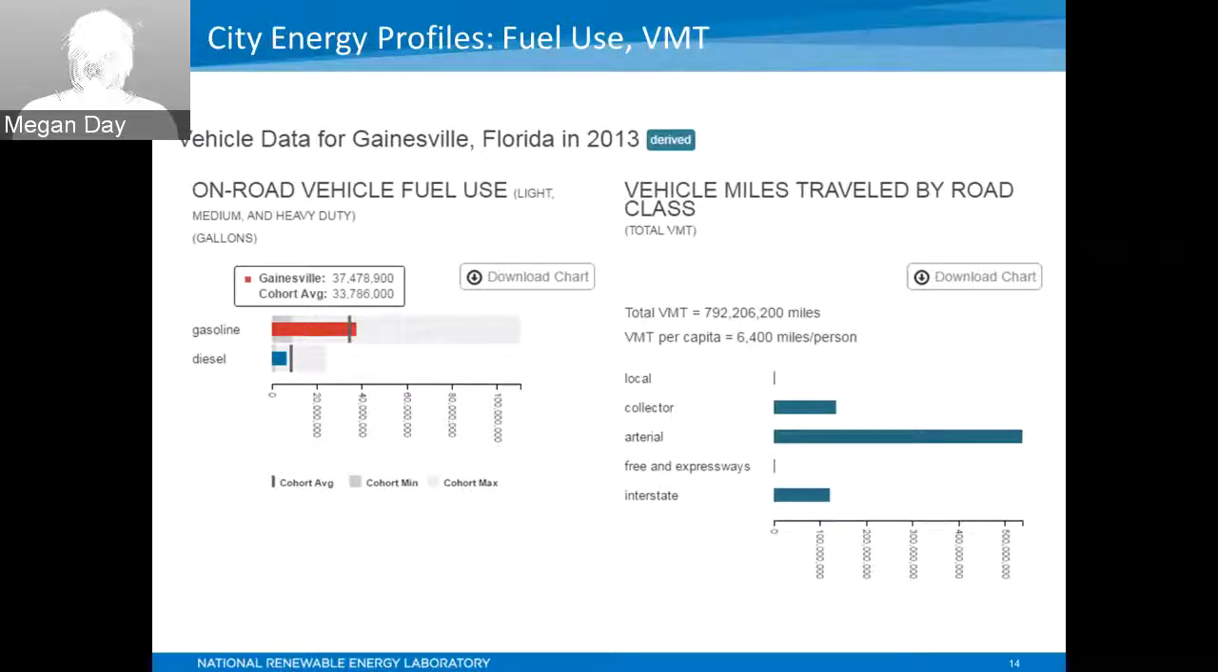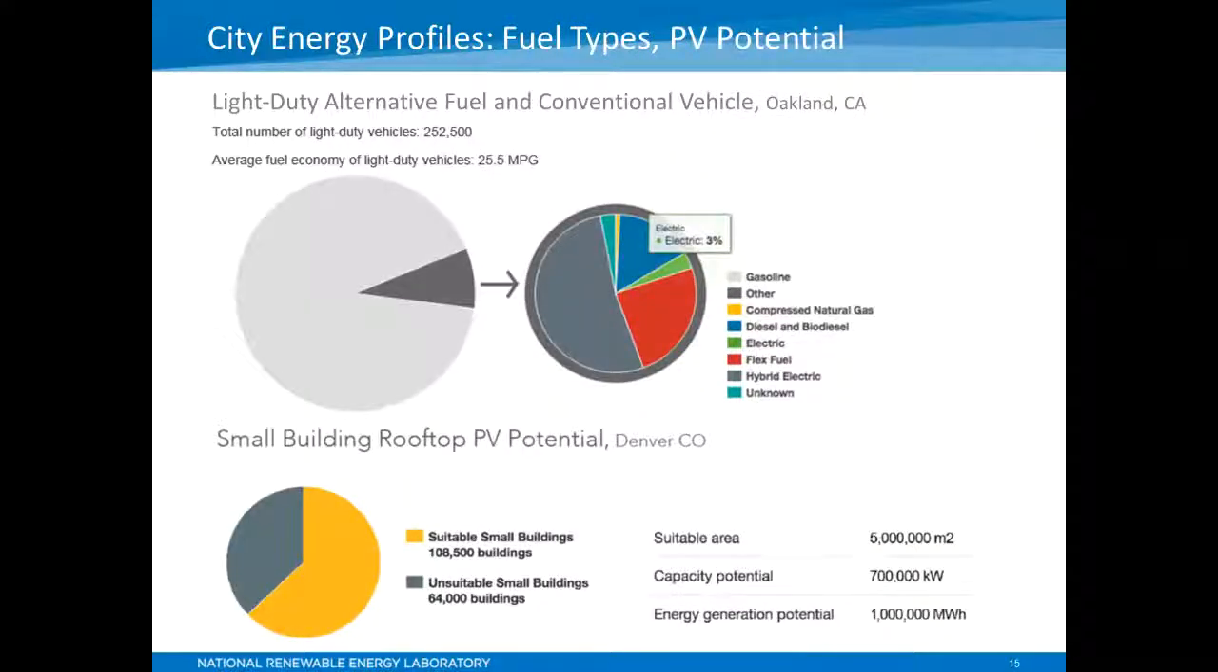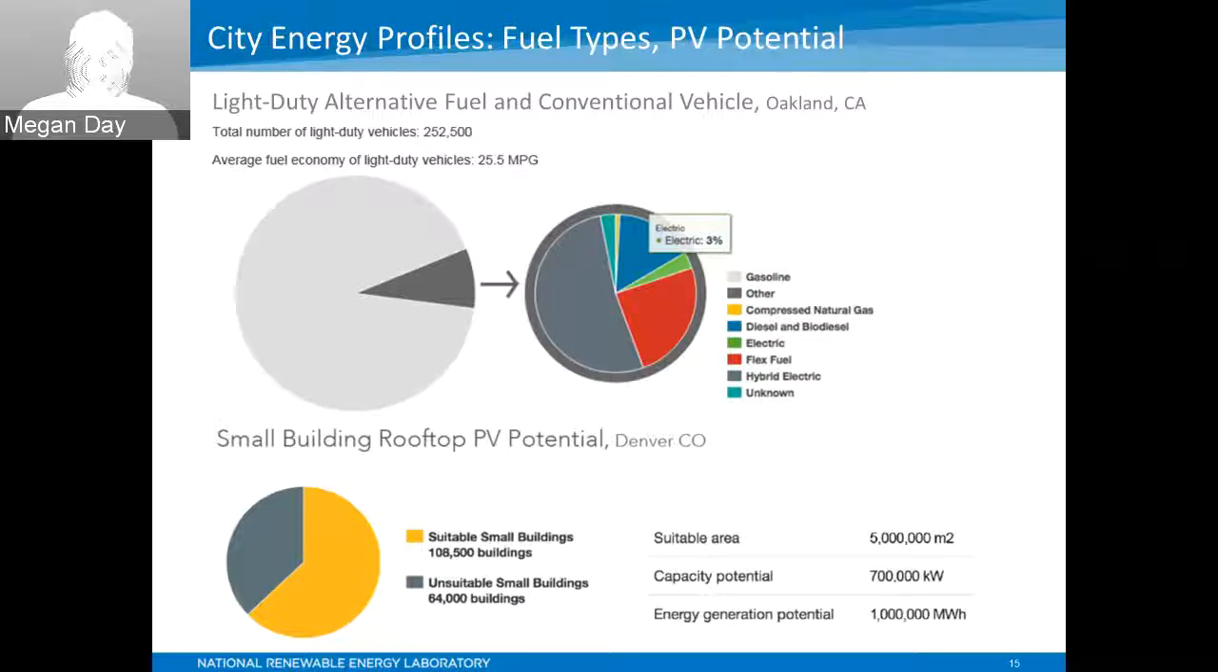And then vehicle miles traveled, we show the total, the per capita, as well as a breakdown by road class, the different types of roads that are seeing those vehicle miles traveled. So that was under the transportation tab if you're on the website.